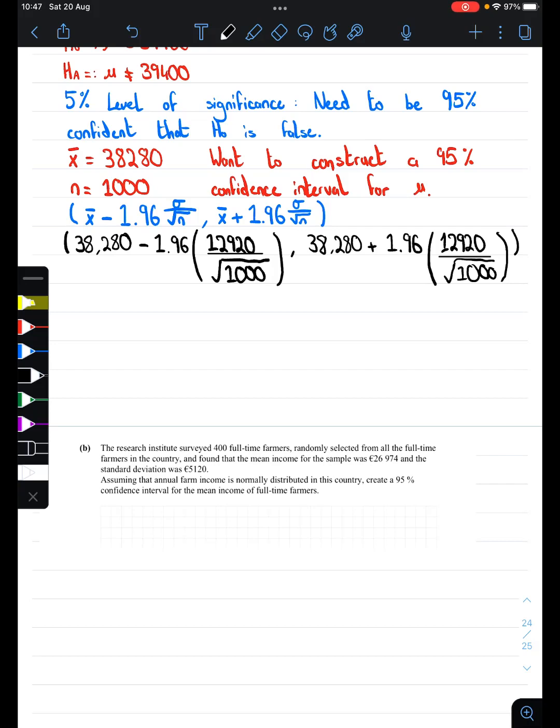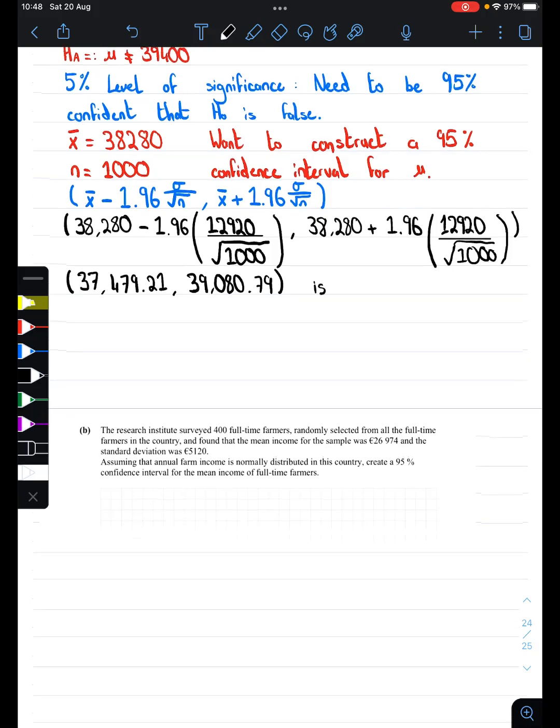And so if we plug this into our calculator, we will get a 95% confidence interval of 37,479 euro and 21 cent. That's our lower limit, and our upper limit of 39,080 euro and 79 cent is our 95% confidence interval.